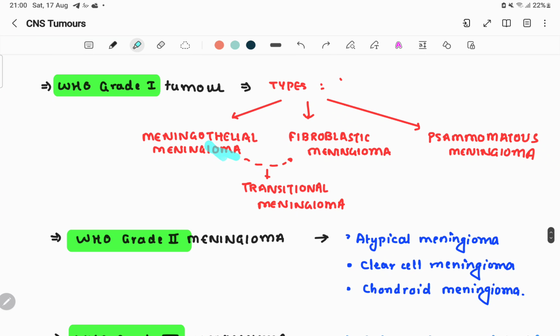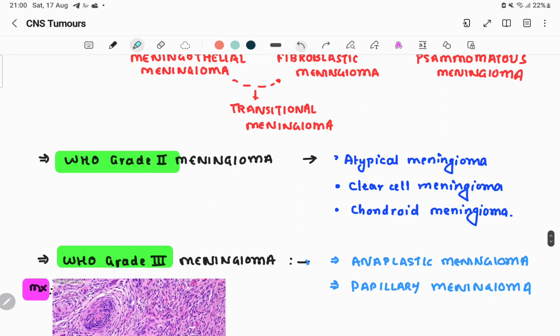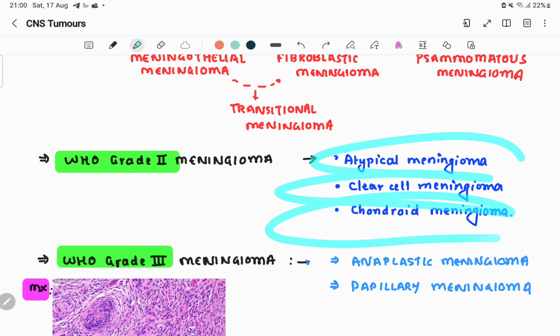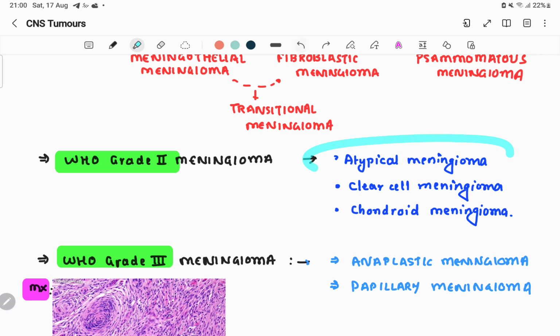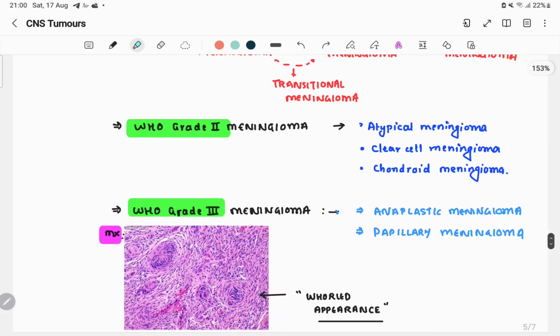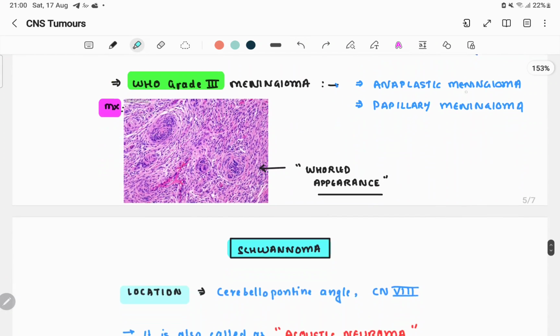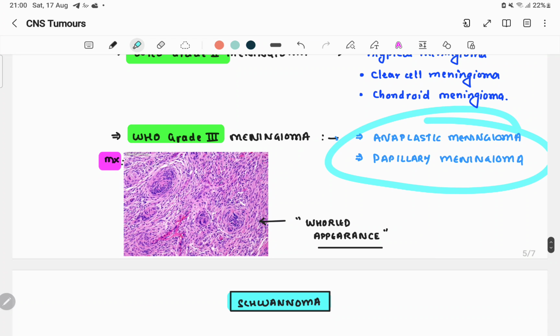And if it is between the meningoepithelial and fibroblastic, it may be called the transitional meningioma. So four types of WHO grade 1 tumor, four subtypes you can say. Then WHO grade 2 meningioma may be atypical, clear cell or chondroid. Atypical, clear cell, chondroid, ACC, you can remember like this, okay? WHO grade 3, anaplastic or papillary. It may be anaplastic or it may be papillary.